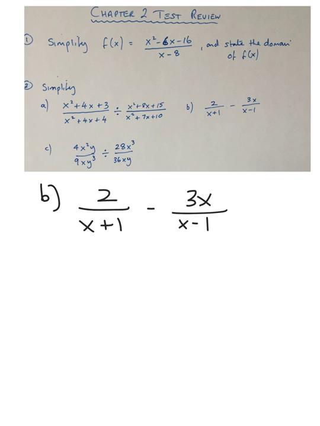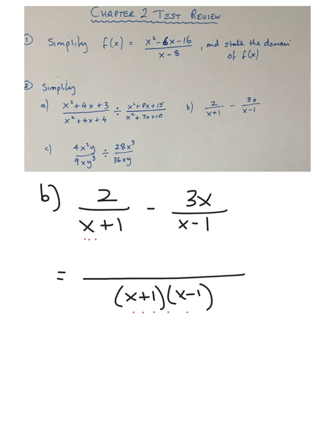2b now. So common denominator is going to be x plus 1 times x minus 1. Put that on the bottom, just like adding normal fractions. So we take this and divide by that. So we say x plus 1, x minus 1 divided by x plus 1 is x minus 1, this one on the right, multiplied by the top, and we get 2 times x minus 1. Minus sign comes down, and then we do x plus 1, x minus 1 divided by x minus 1, and that is x plus 1 times the top, and we get 3x times x plus 1.